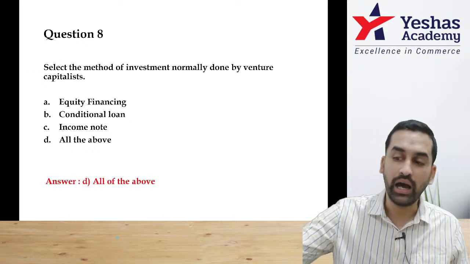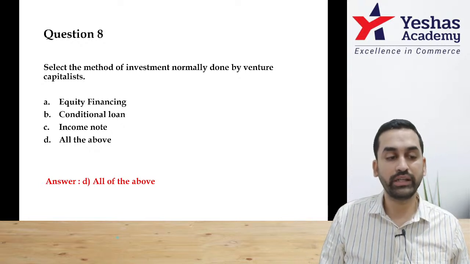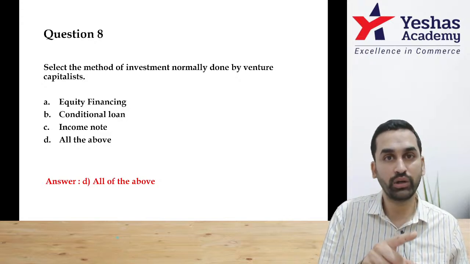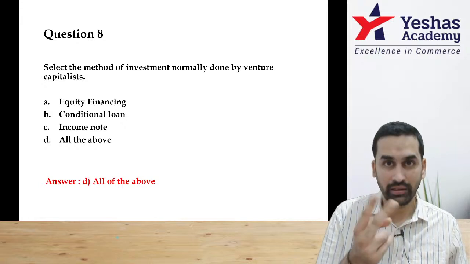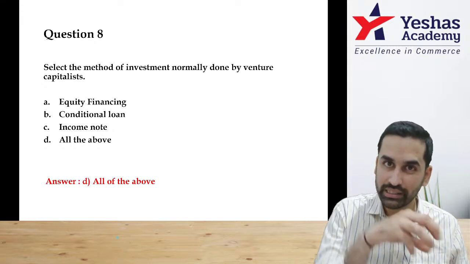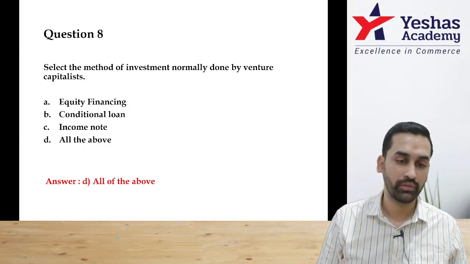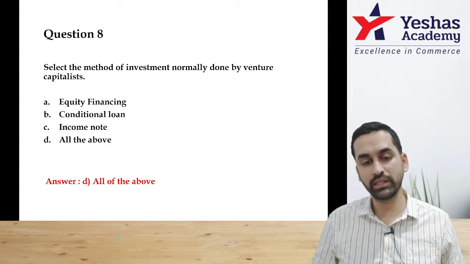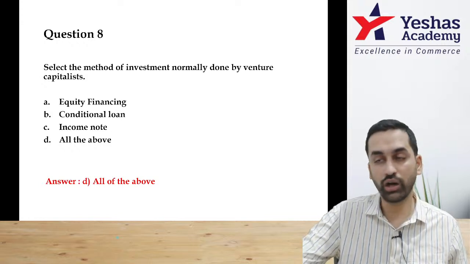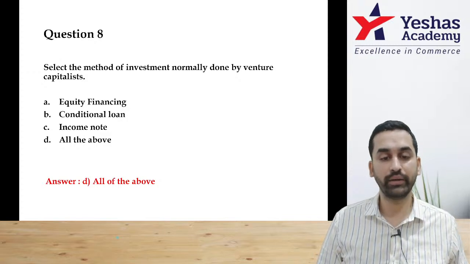Guys, don't be in a hurry. If you have textbook with you, check. Under this category of venture capitalists, there were many ways. One way, they'll become 49% equity shareholder. In second, hybrid, some interest and some royalty. In one more possibility, some low interest in initial period, medium interest little later, high interest in the later part. Therefore, all of that is covered. You see option ABC. Equity financing, conditional loan, income note, all of the above. It's not only equity. Equity was the first way, but that's not the only way.